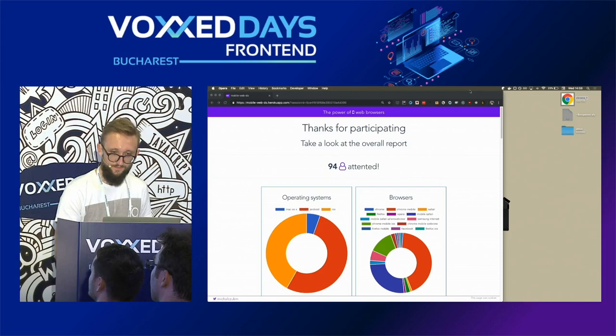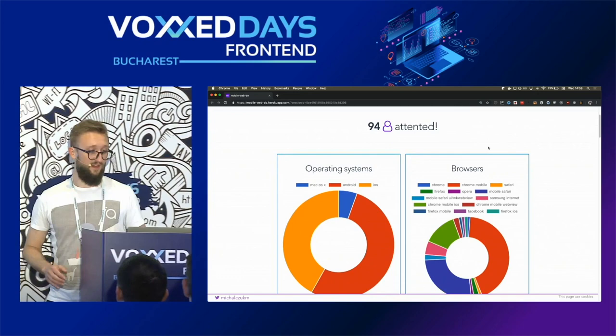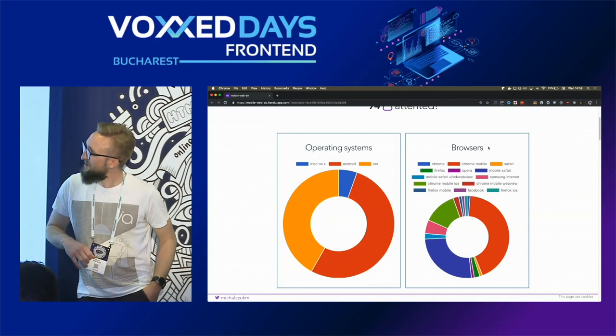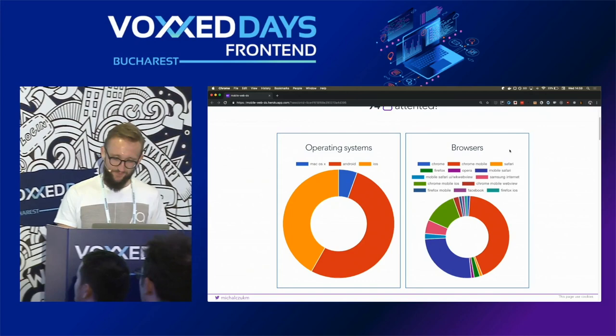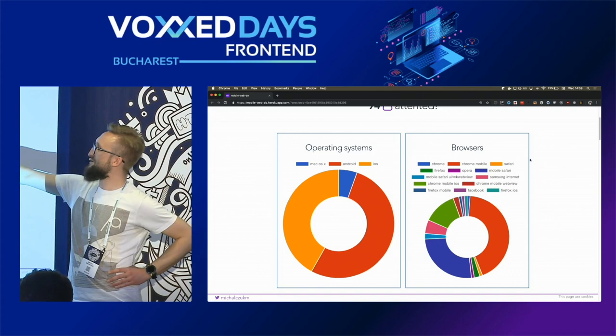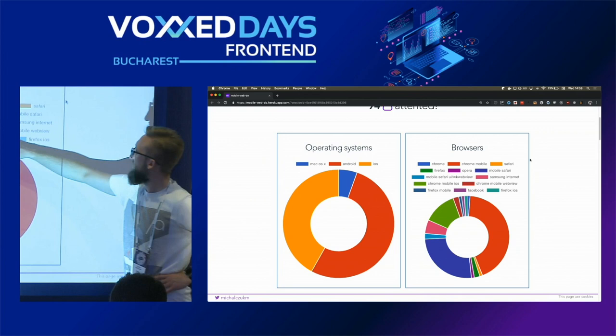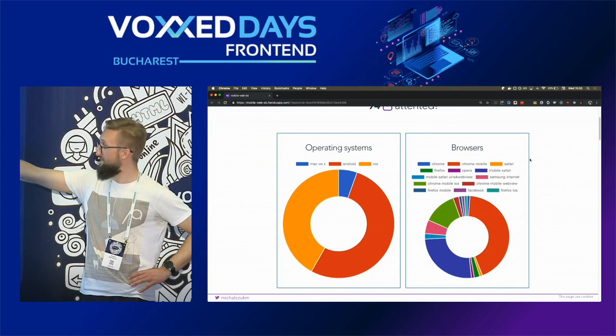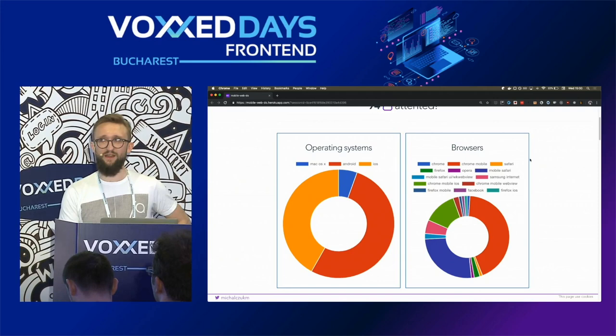Okay, so we have 94 attendees. Nice. Most of you were on Android devices, some of you on iOS. macOS is probably me and maybe someone else. As you can see, the majority of browsers is Chrome Mobile, and a lot of other versions of Chrome, like just Chrome, probably from the desktop, like the Chrome Mobile WebView. Chrome Mobile OS, okay, we know what that's about. Mobile Safari, Samsung Internet, Facebook, Firefox on iOS. So, a lot.